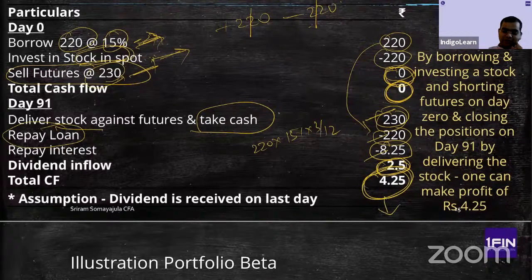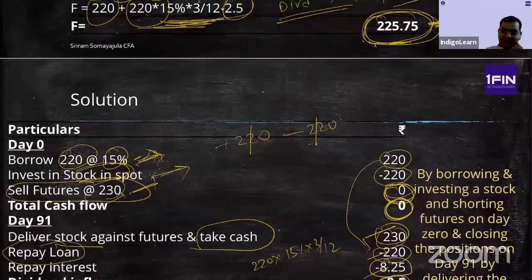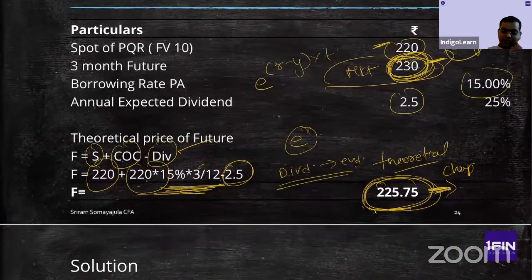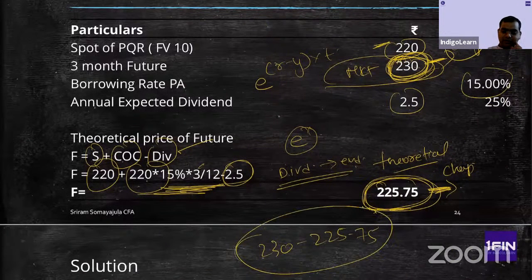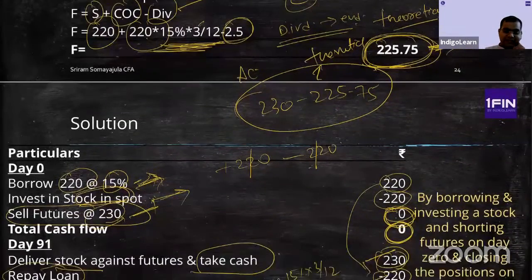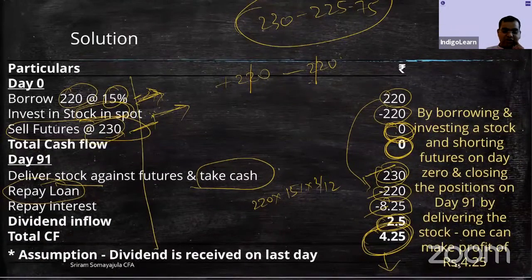Now, what is this 4.25? If you think clearly here, this 4.25 is the difference between 230 and 225.75. This is the actual price and this is the theoretical price. So without taking any risk, you have a stock, and you also sold future. If at a future date something happens to the stock price, you will make gains or losses on futures which will offset the stock price gains or losses, right? Which is why you've basically taken a riskless position and you've earned 4 rupees 25 paisa.